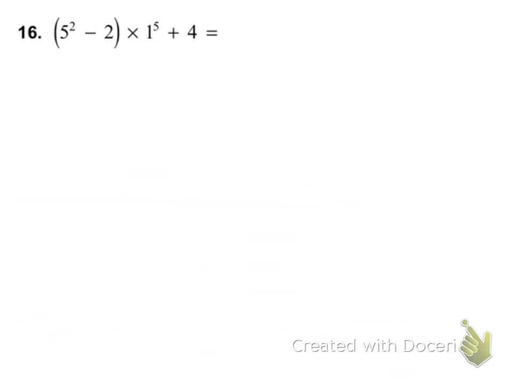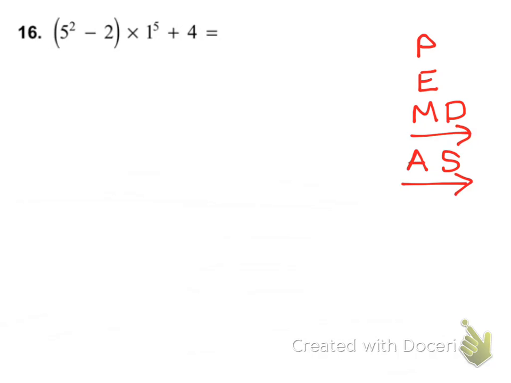Taking a look at question number 16 from your 1.2 homework from page 13 of your textbook, we have in parentheses 5 squared minus 2 times 1 to the 5th power plus 4. We need to follow the order of operations to solve this. So I'm going to write off to the side a reminder of what the order of operations are. Parentheses first, then exponents, then multiplication and division from left to right, then addition and subtraction from left to right.